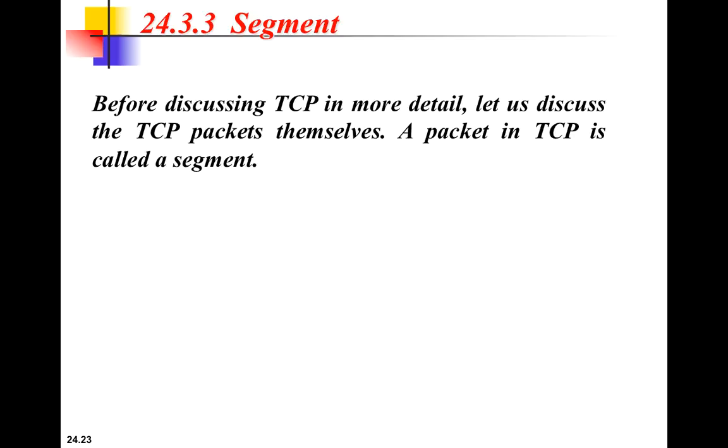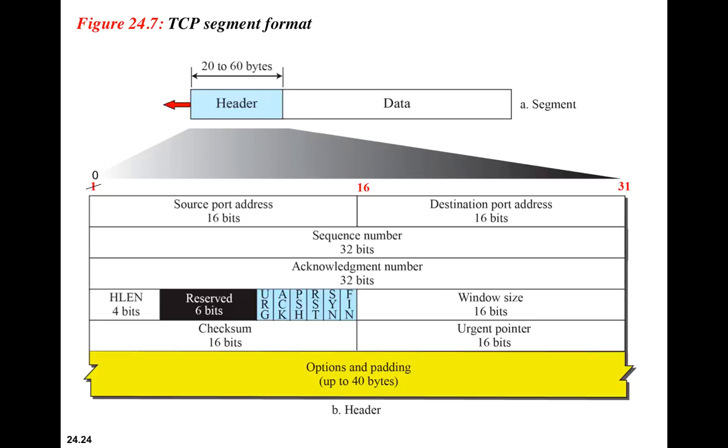We now look at the TCP packet. A TCP packet is called a segment. And these are the contents. We have the header, which is 20 to 60 bytes, and the rest is data.